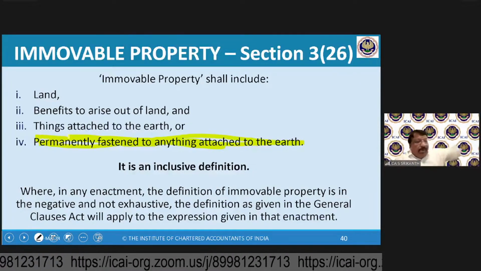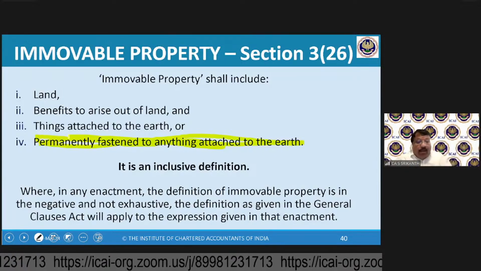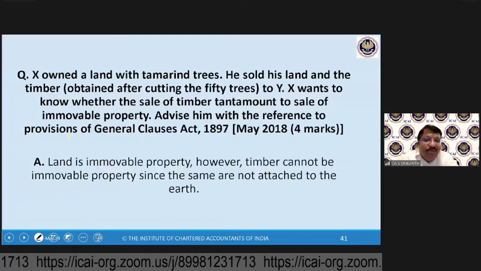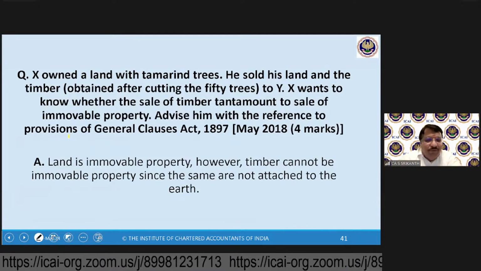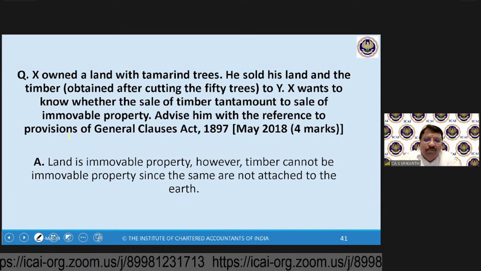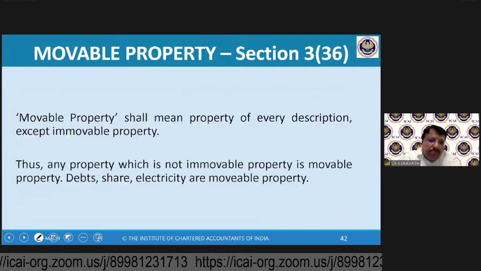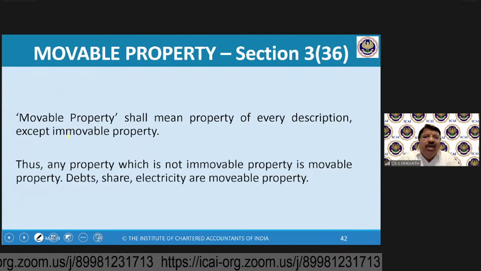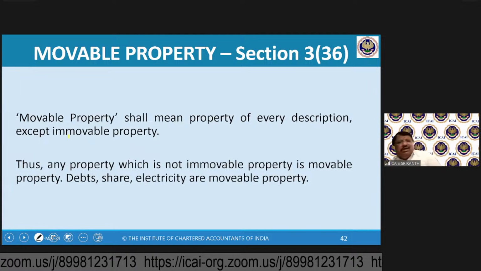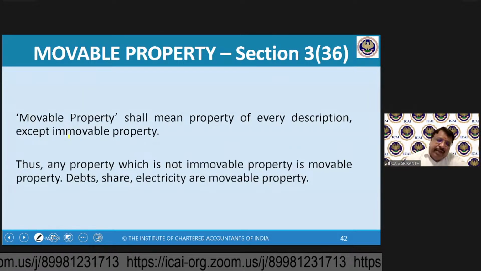So when the tree becomes a large teak tree, it is attached. But once it is cut, it is no longer attached. Thereafter, it becomes movable. It is not immovable. The minute you say it is not immovable, it is movable. You might think I am unnecessarily confusing you, sir. You might say I am wantedly doing it like that. I agree. Maybe I am.